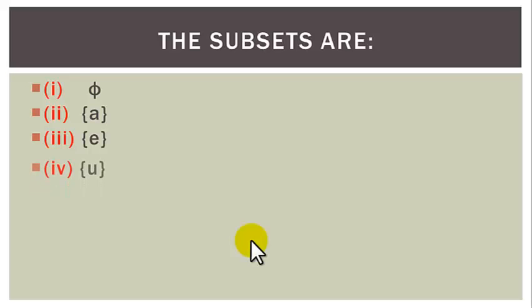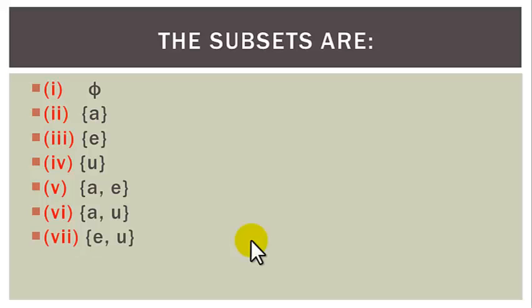And the subset are 1, empty set. Recall, empty set is a subset of every set. 2, the set containing a. 3, the set containing e. 4, the set containing u. 5, the set containing a and e. 6, the set containing a and u. 7, the set containing e and u. And lastly 8, the set A itself. That's the set containing all the elements a, e, and u.